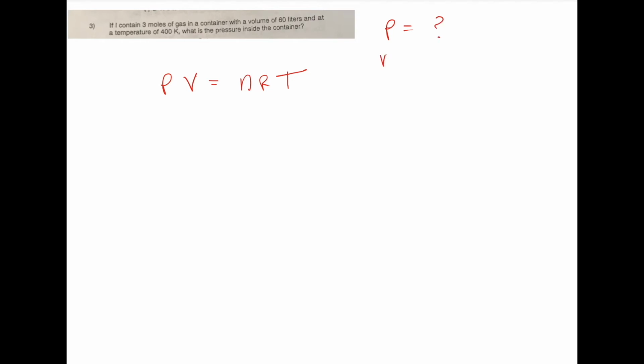What's our volume? 60 liters. You got to put those units down. 60 liters, because now you need your R. So PV equals, okay, n, do you know what n stands for? n means number of moles, which is 3.